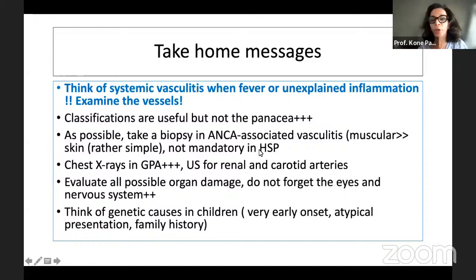And it's not mandatory for HSP. The chest X-ray is mandatory in GPA, of course, and ultrasound for renal and carotid arteries may really be helpful in the follow-up. Evaluate all possible organ damage and do not forget the eyes and the nervous system. And in children, of course, think of genetic causes, especially if you have a very early onset, an atypical presentation, or a family history. So I thank you for your attention.